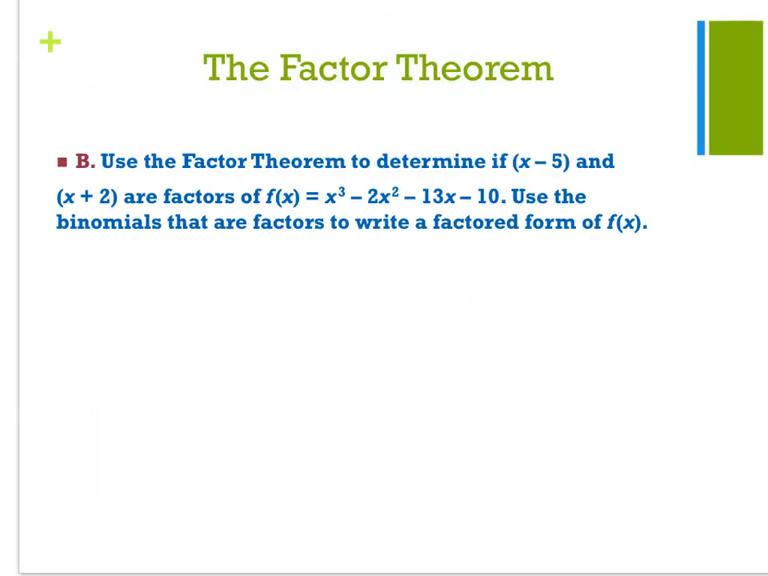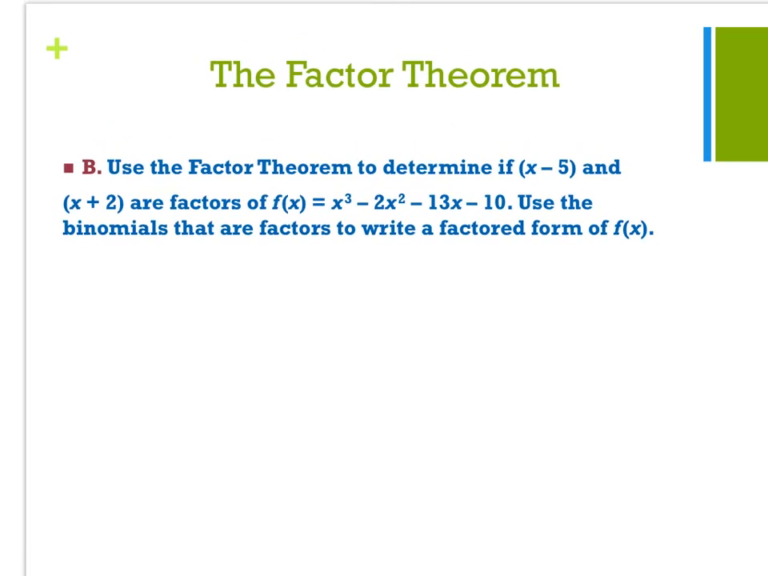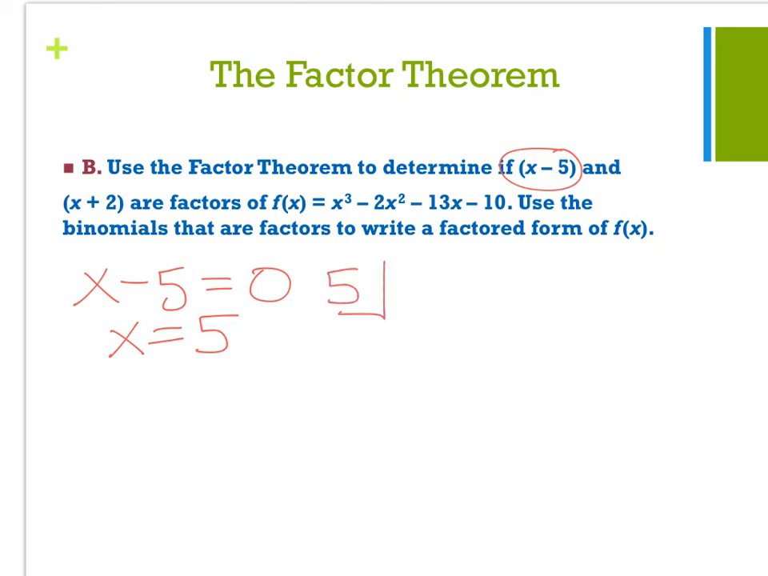Okay, we're going to use the factor theorem to determine if x minus 5 and x plus 2 are factors of f of x equals x cubed minus 2x squared minus 13x minus 10. We're going to use the binomials that are factors to write a factored form of f of x. We're going to start with x minus 5. If we set it equal to 0, our 0 for that divisor is x equals 5. So I'm going to start by dividing by 5.